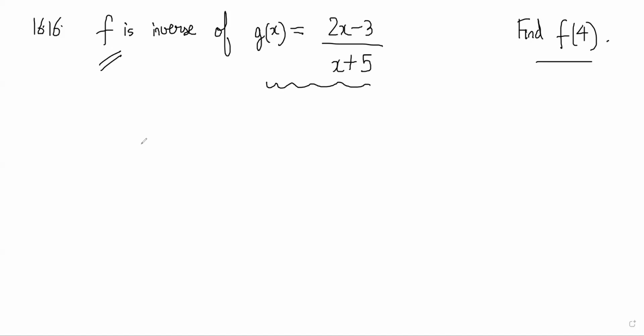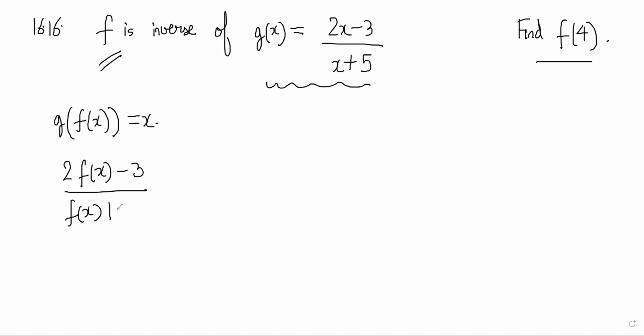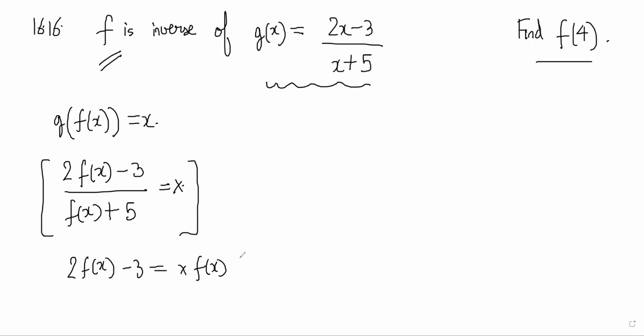So we could just say that both of them are inverses of each other. So you could also say that g of f of x is equal to x. Then you plug in f of x into function g to get (2f of x minus 3) over (f of x plus 5) is equal to x. Then you solve for f, cross multiply to get 2f of x minus 3 is equal to x f of x plus 5x.